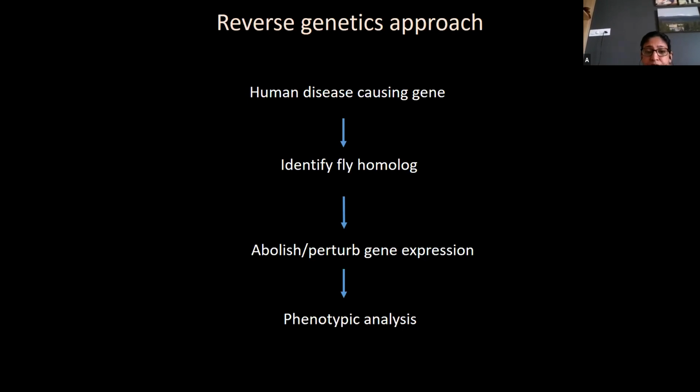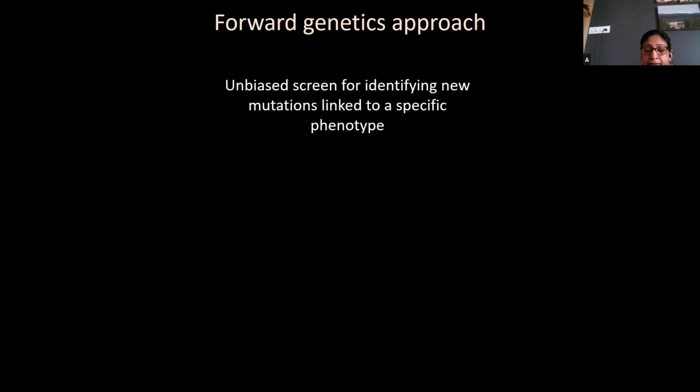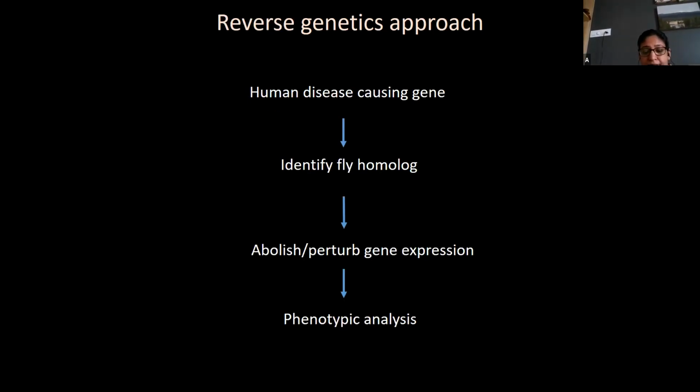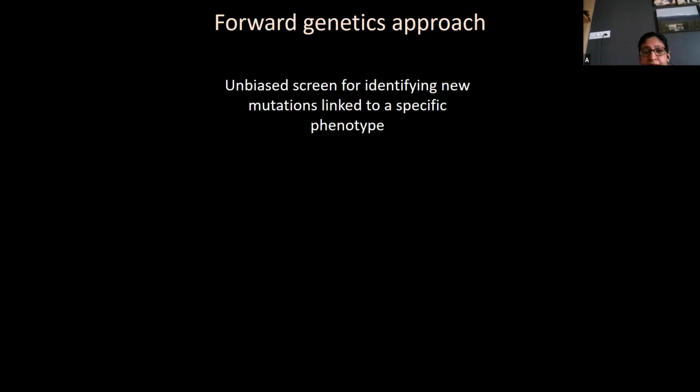Okay, so how do we do that? I'll just give you a brief of all three methods. The second is the forward genetic approach, where we do not know which gene is causing the disease in human, and we do not know whether any Drosophila gene can actually cause disease in human. So people take an unbiased screen for identifying new mutations that are linked to a specific phenotype, let's say to find genes that are linked to neurodegeneration in human. So a large-scale screen is performed in Drosophila to find genes that are causing neurodegeneration in flies.